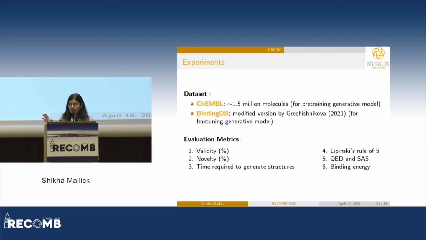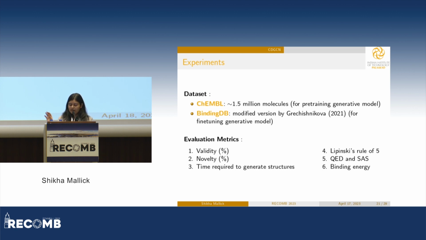For evaluating our model, we used two data sets. One is the ChemBL data set, which we use to pre-train our model, and it consists of 1.5 million molecules. The second data set is BindingDB, which consists of protein-ligand pairs, and we use this data set to fine-tune our model for the protein-specific drug generation task.